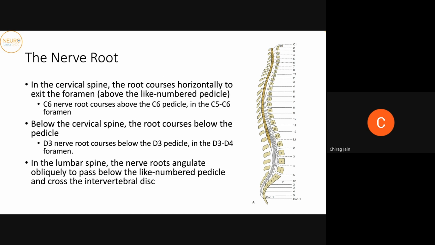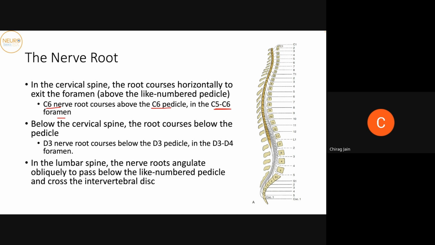exit the neural foramen. And another thing to remember is that the cervical nerve roots are going to be exiting above the same numbered pedicle, while below C8 level, the nerve roots will be exiting below the same numbered pedicle. In the cervical spine, the roots will course horizontally and they will exit the foramen above the like-numbered pedicle. So C6 nerve root is exiting above the C6 pedicle in the C5, C6 foramen. It can be easily confused here, but it's important to remember this.